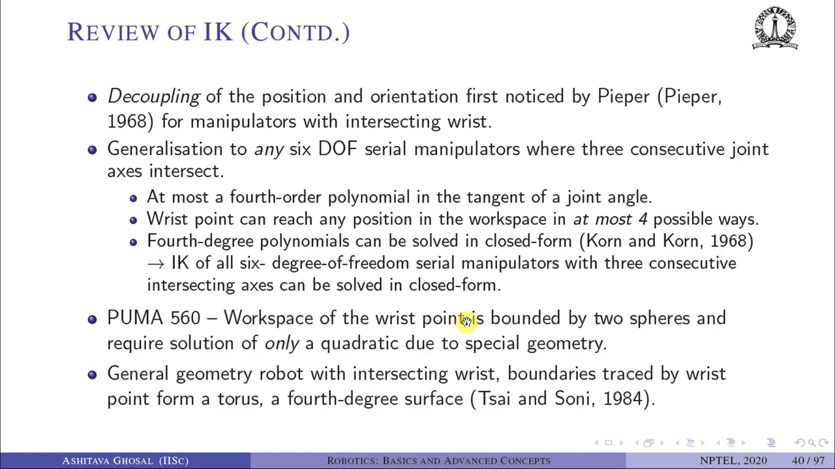It was shown eventually that for a general geometry robot with intersecting wrist, the boundaries traced by the wrist point form a torus. Okay, so they are not spheres. They are these solids or surfaces called torus, which is a fourth degree surface. Okay, a sphere is second order, second degree. A torus is fourth degree.